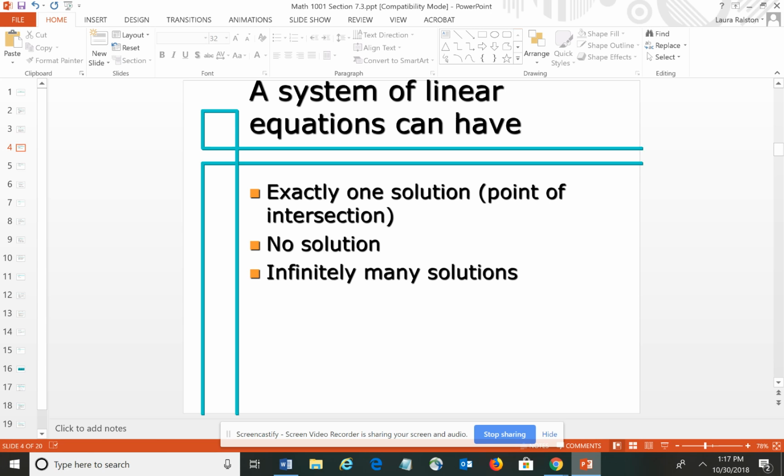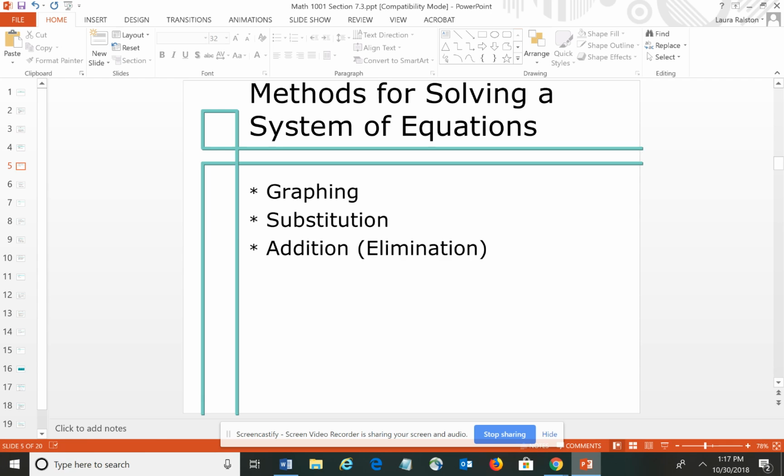And we'll take a look at that as we begin looking at the different methods for solving a system of linear equations. There are three primary methods that we use for solving a system of equations. One is graphing, two is substitution, and three is either the addition or sometimes it's called the elimination method.